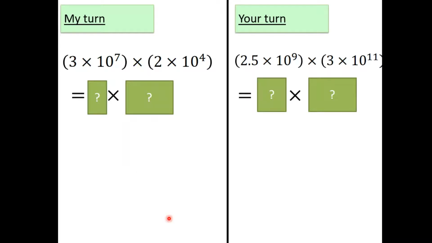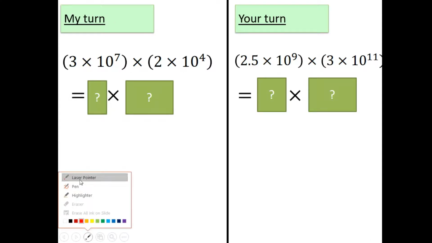So again, I'll show you how to do this left-hand side one, and then you will do the right-hand side one. Now, I've deliberately chosen numbers here which are a little bit smaller. So what that means is you won't actually have to do that last stage. All you need to do is remember that you multiply the number by the number. So we'll do that first.